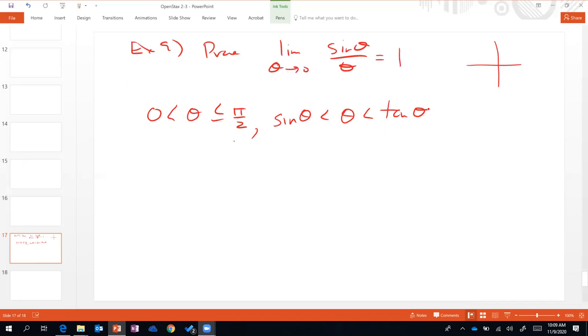So here it is. Sine theta, or sine 0, would be 0. Sure, we'll go with it here. So first things first, we're going to prove it from the right-hand side. If we prove it from the right-hand side, we can prove it from the left-hand side. So first thing we're going to do is lock our theta between 0 and pi over 2, because we're going to be in quadrant 1.